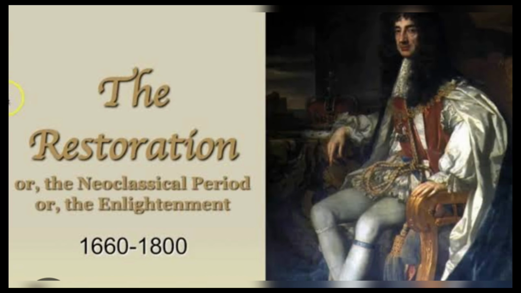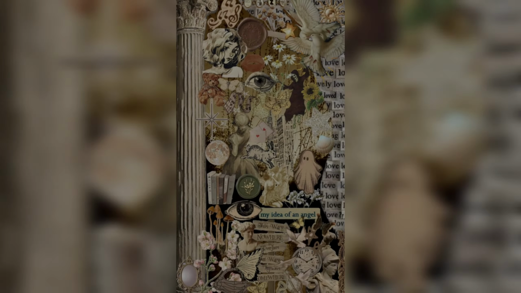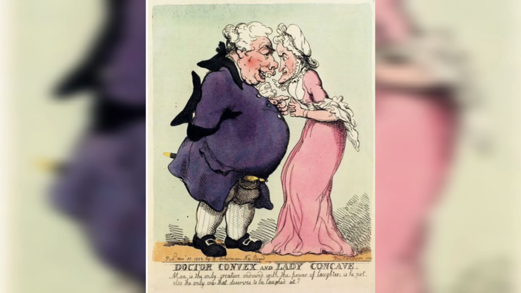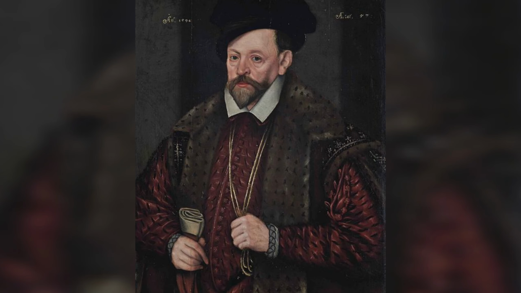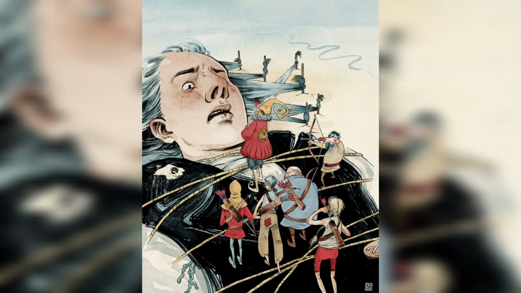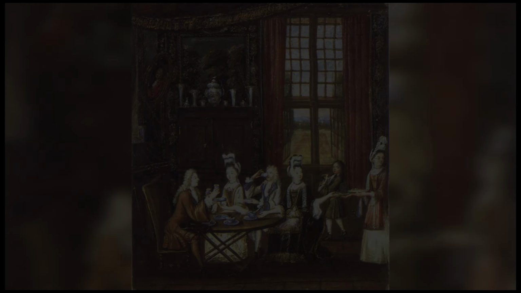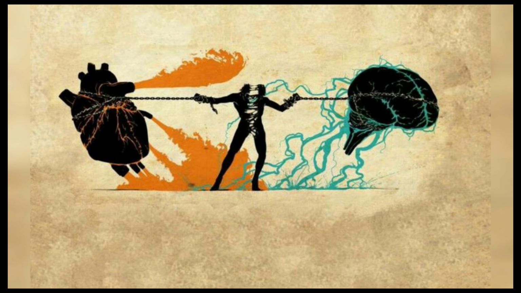Number 4. The Neoclassical or Restoration period, 1660 to 1798. After years of civil war and upheaval, writers now focused on order, reason, and clarity. This was the age of satire, logic, and criticism. Writers like Alexander Pope, John Dryden, and Jonathan Swift emerged. Gulliver's Travels is a famous example. It is a fantasy but also a sharp critique of the politics and society. During this period, writers wanted to correct and improve society, often through humor and restraint.